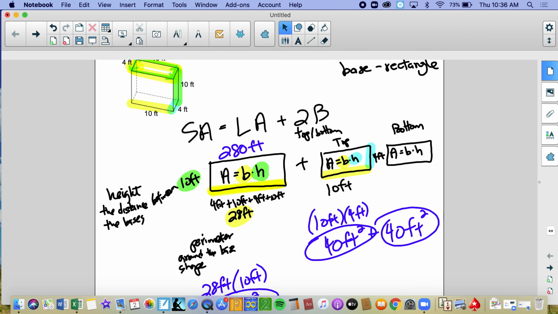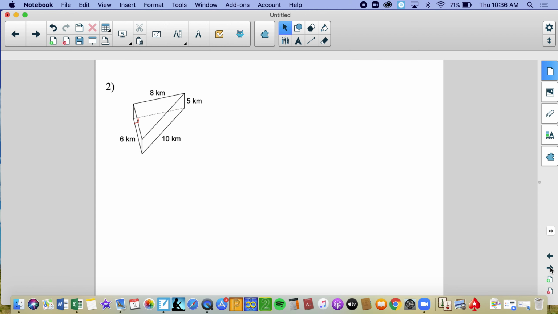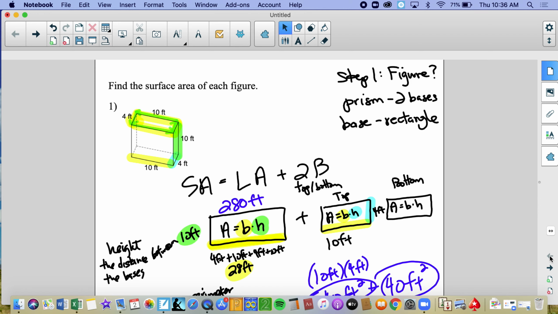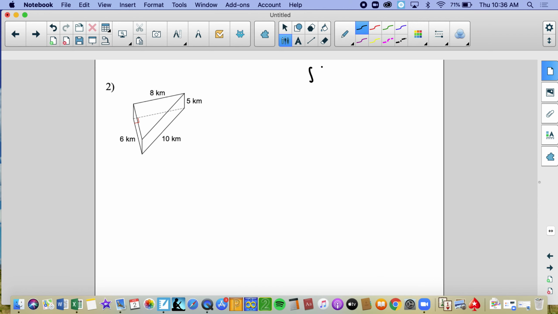I thought that was a good explanation of it. Let's look at the next one. So we go through the questions. What's the figure?